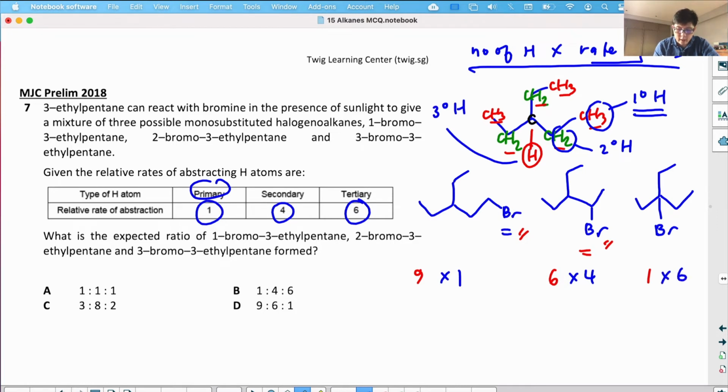So if you look at it, what would the numbers be? It will be 9 to 24 to 6. Once you divide by 3, this will be 3, this will be 8, and this will be 2, right? So the answer is actually C. That's how it's done for question 7. Okay, let's look at the next question.